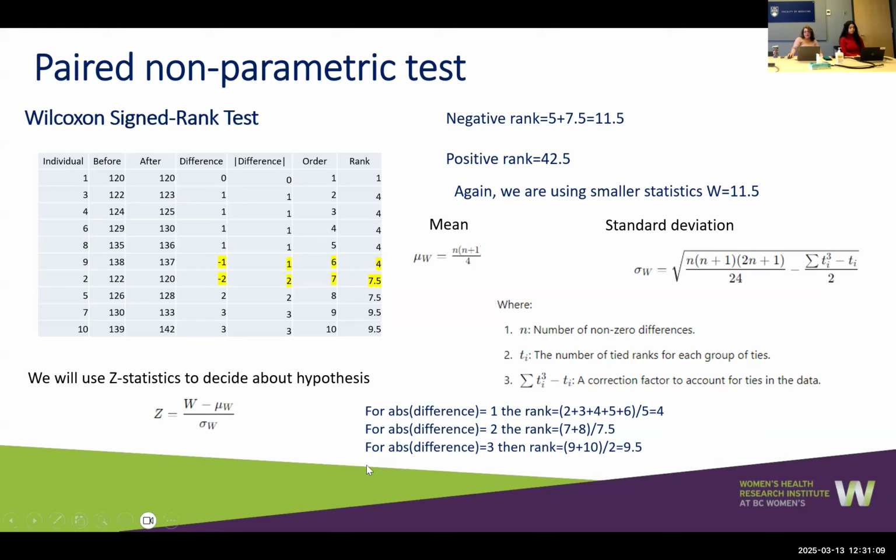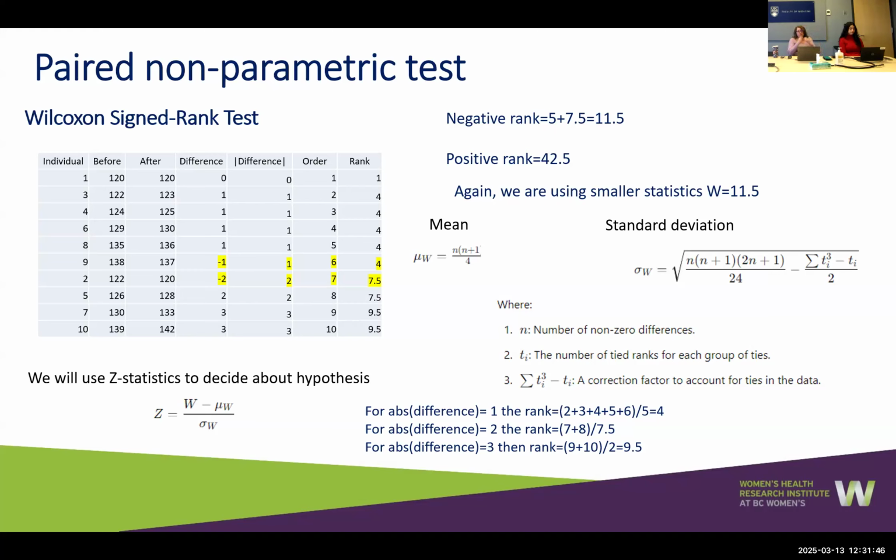And here at the bottom, I actually show how the ranks are calculated. For example, for the difference of 1, we have 5 observations where the absolute difference is 1. So how are we calculating? We take the orders 1 plus 2 plus 3 plus 4 plus 5, divided by 5, and it's 3 for the tied group. So our rank for a difference of 1 will be 4, for a difference of 2 will be 7.5, and for a difference of 3 will be 9.5.